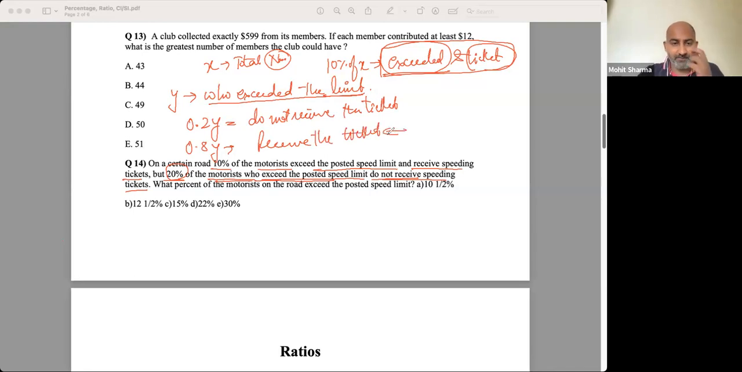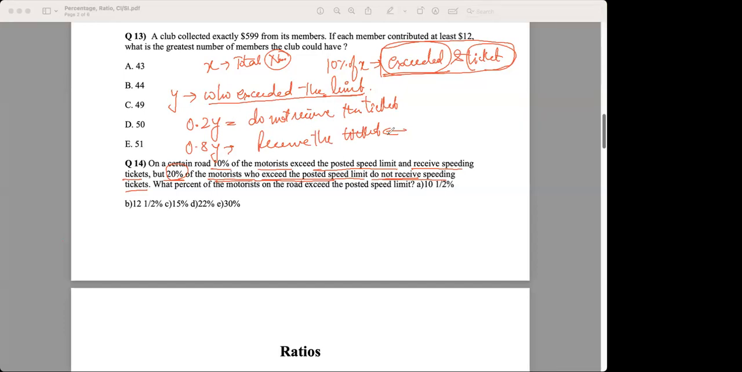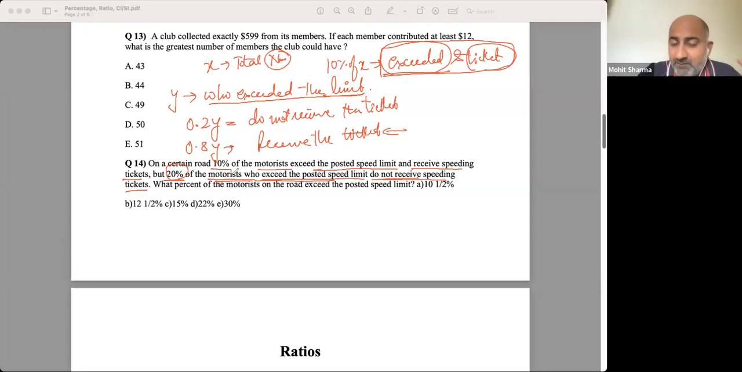Can we see that? Yes or no? No, sir, I got it in a different way. I thought the first part is saying 10% of the motorists exceeded and got a ticket, and the 20% exceeded but did not get a ticket. So just see the language. The language is the only thing here that we need to figure out.